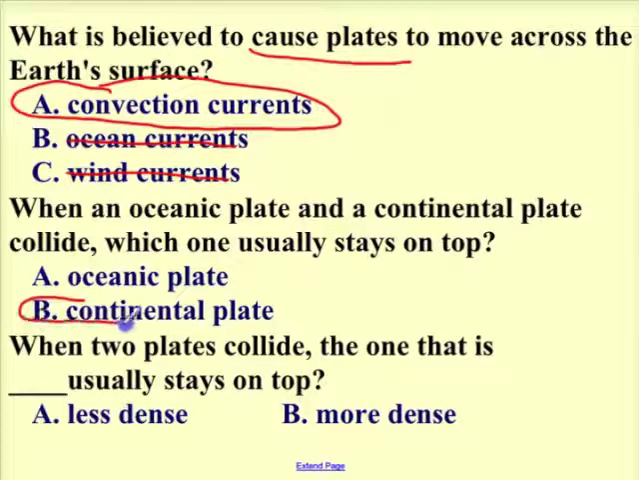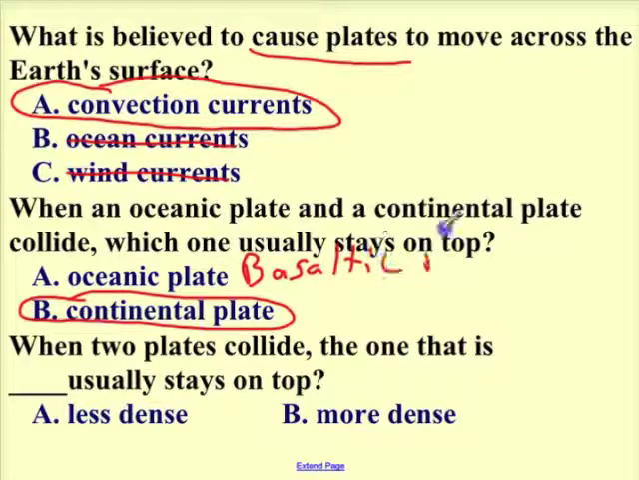Well, hopefully you said continental plate, because remember, oceanic plates are much denser, much heavier, mainly because they're made up of basaltic material. And if you remember basalt from our rock unit, basalt is a dark, heavy rock. So continental plates will stay on top. They're going to be less dense than basaltic type rocks. And this type of rock would be granitic.